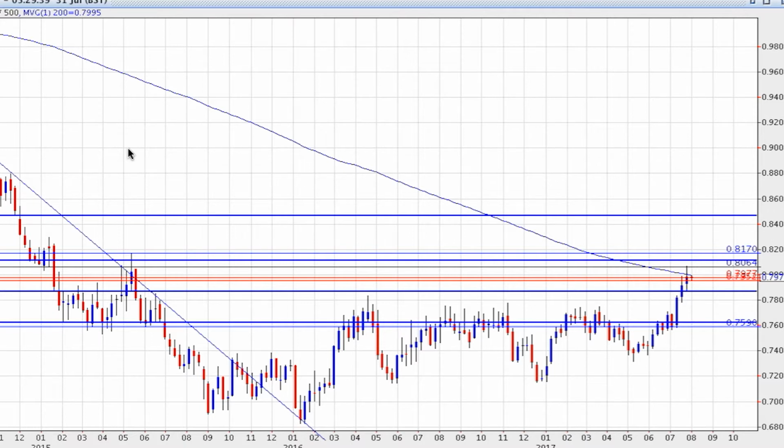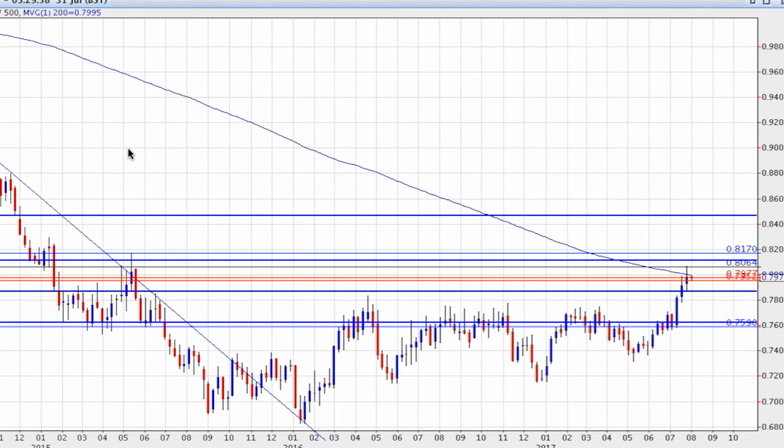Today I'll be looking at the Australian dollar against the US dollar. I'll be discussing the upcoming economic events affecting the currency pair this week, and I'll also be having a look at the key technical levels that you need to know. So this week we have two main risk events for the Australian dollar.